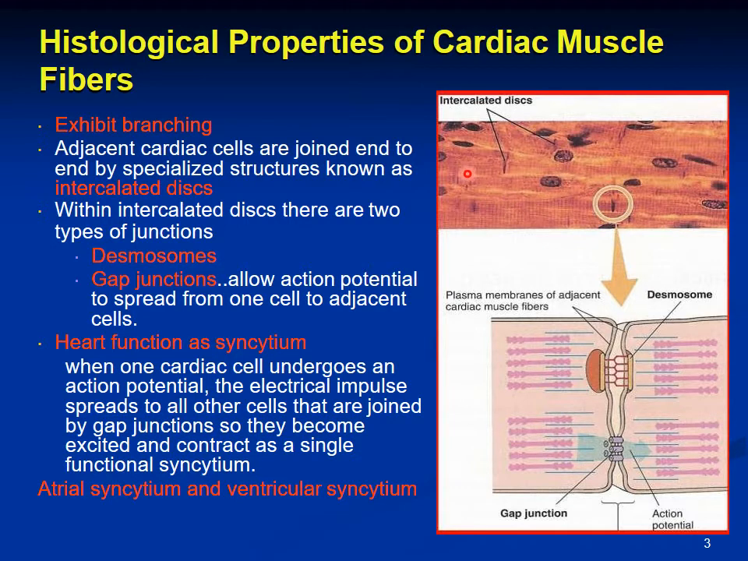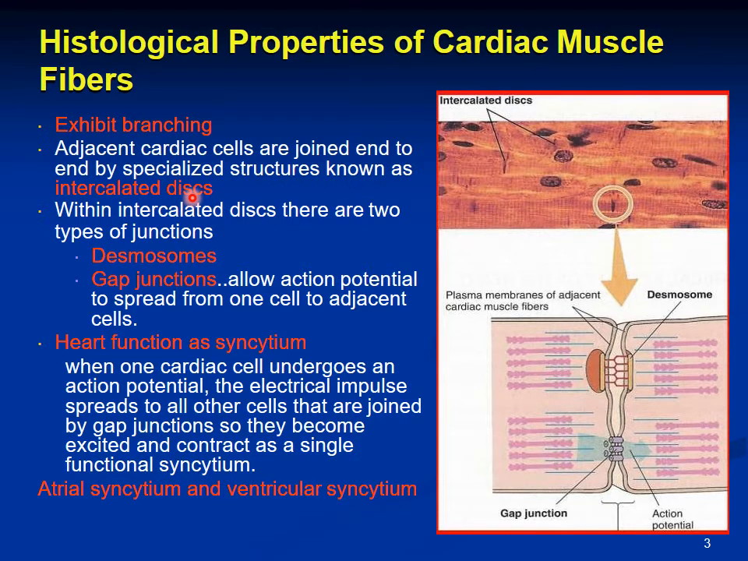If we look at this diagram, it shows the branching pattern of cardiac muscle. You see this is one branch, this is second, third, fourth. So it exhibits a branching system. Adjacent cardiac cells are joined end to end by specialized structures known as intercalated discs.